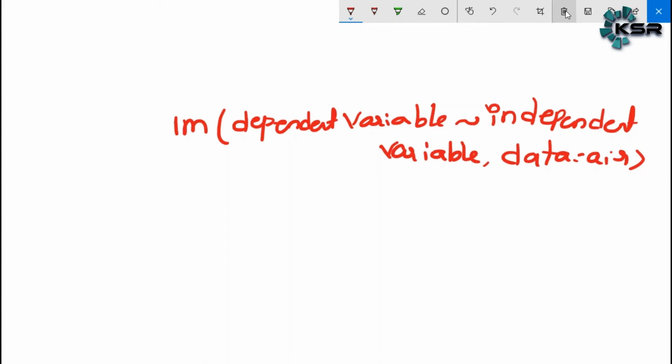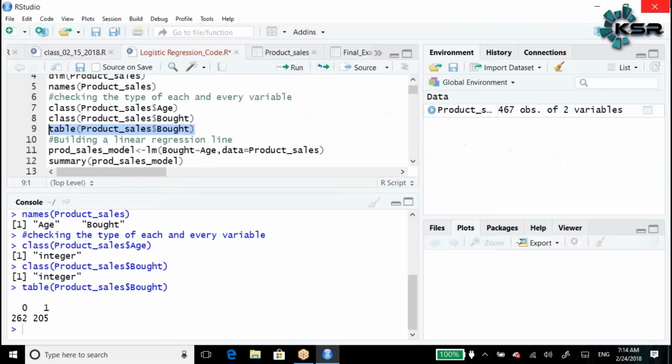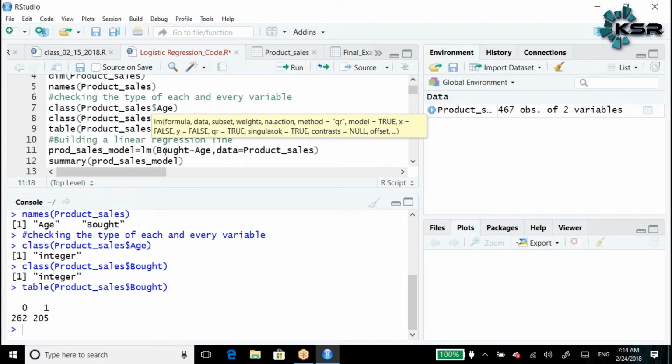Okay. The same thing I am going to do here. I am keeping the name product sales model, and it is equal to, if you have doubt about that, we can write it as lm. lm is the linear model. Bot is our dependent variable, tilde age, comma, data is equal to product sale.